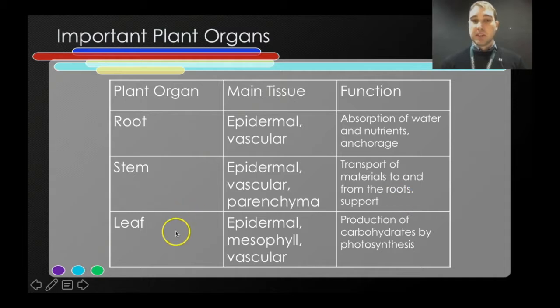Leaves have epidermal tissue, mesophyll tissue, and vascular tissue. We saw mesophyll cells before. They're the cells that contain chloroplasts that can do photosynthesis. So the job of the leaf is to do photosynthesis, produce the sugars, and then transport that around the plant. And again, that's why we have the vascular tissue there, to do that transport.